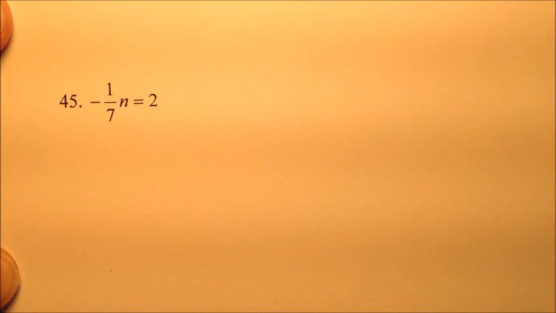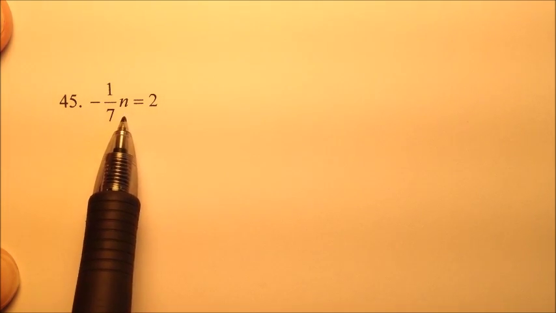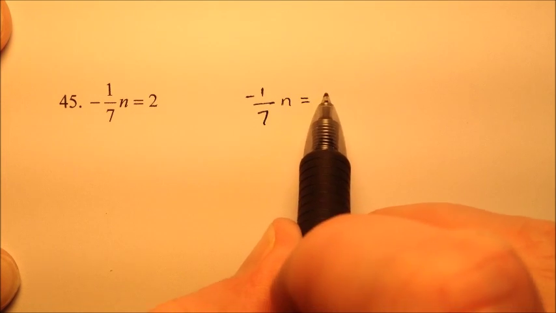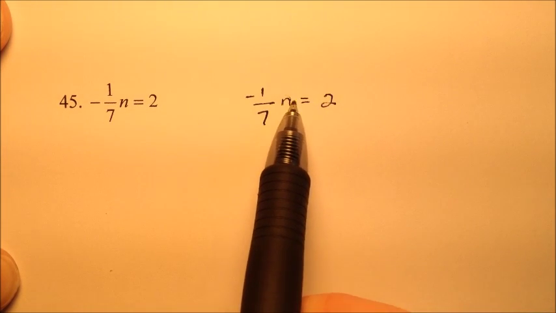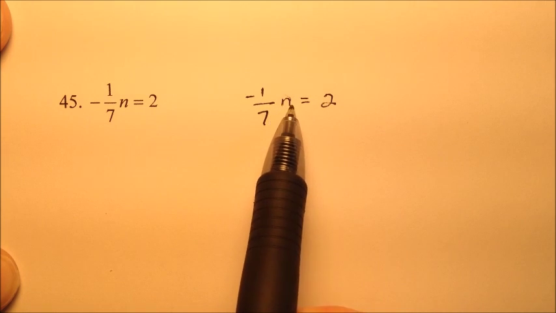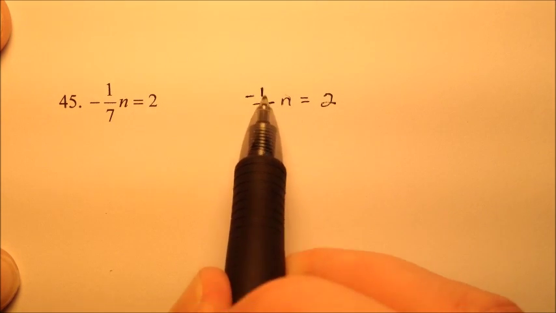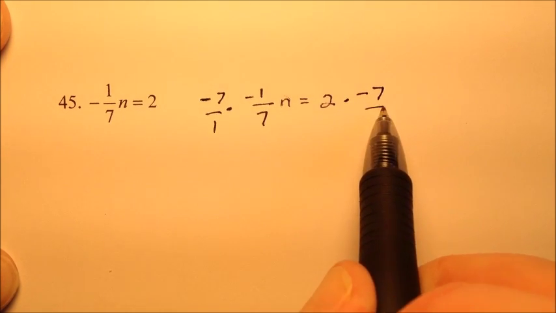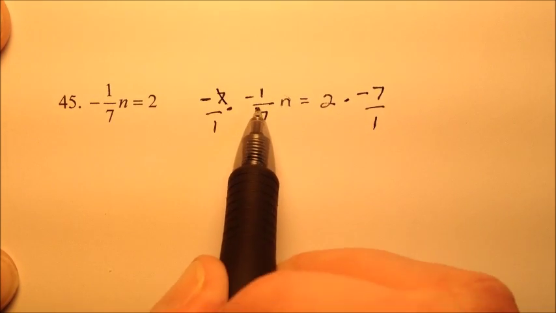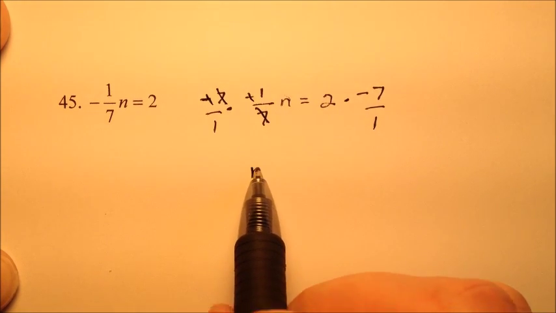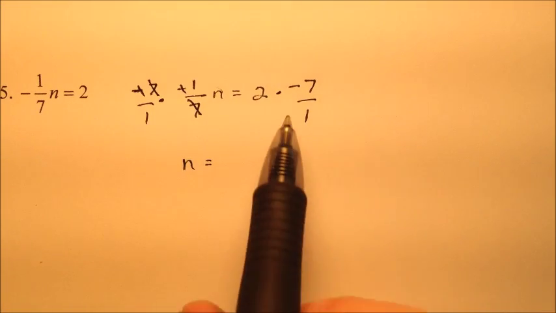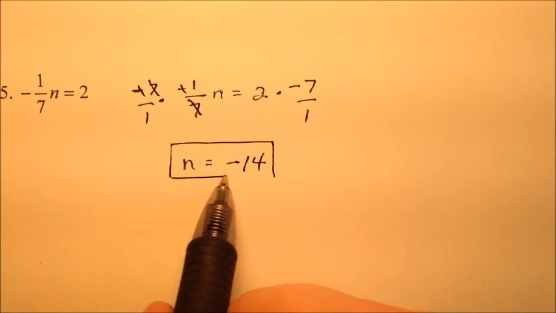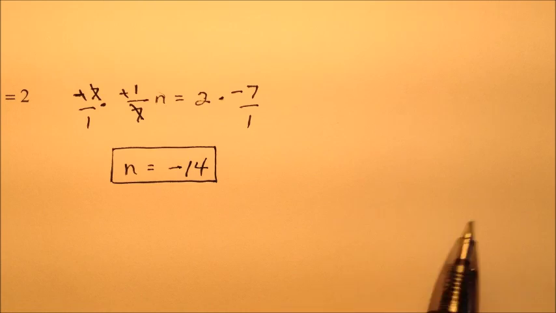Number 45 is negative 1/7 times a variable n equals 2. So, since the coefficient of our variable here, what we're being multiplied by, is negative 1/7, the reciprocal of that is negative 7 over 1. So I'm going to multiply both sides by negative 7. And 7's cancel, negatives cancel, so n is left all by itself. And 2 times negative 7 is negative 14. So our value is n equals negative 14.